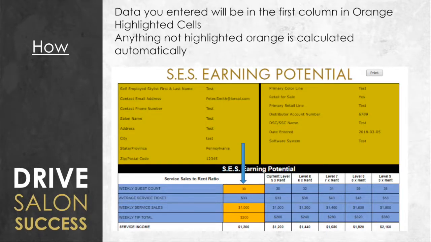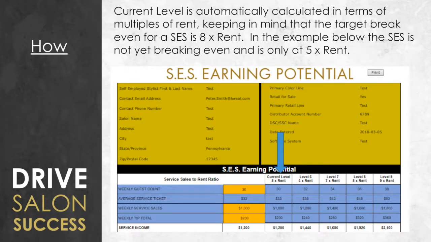The first thing I want you to notice on the spreadsheet is the orange column. That orange column is the data that you have entered from the data collection form. The next column I want you to notice is the current level. In our example, the current level for this hypothetical stylist is at 5 times rent. That will vary depending on the stylist that you're working with. A more successful booth renter might be as high as 8 or 9 or 10 times rent.